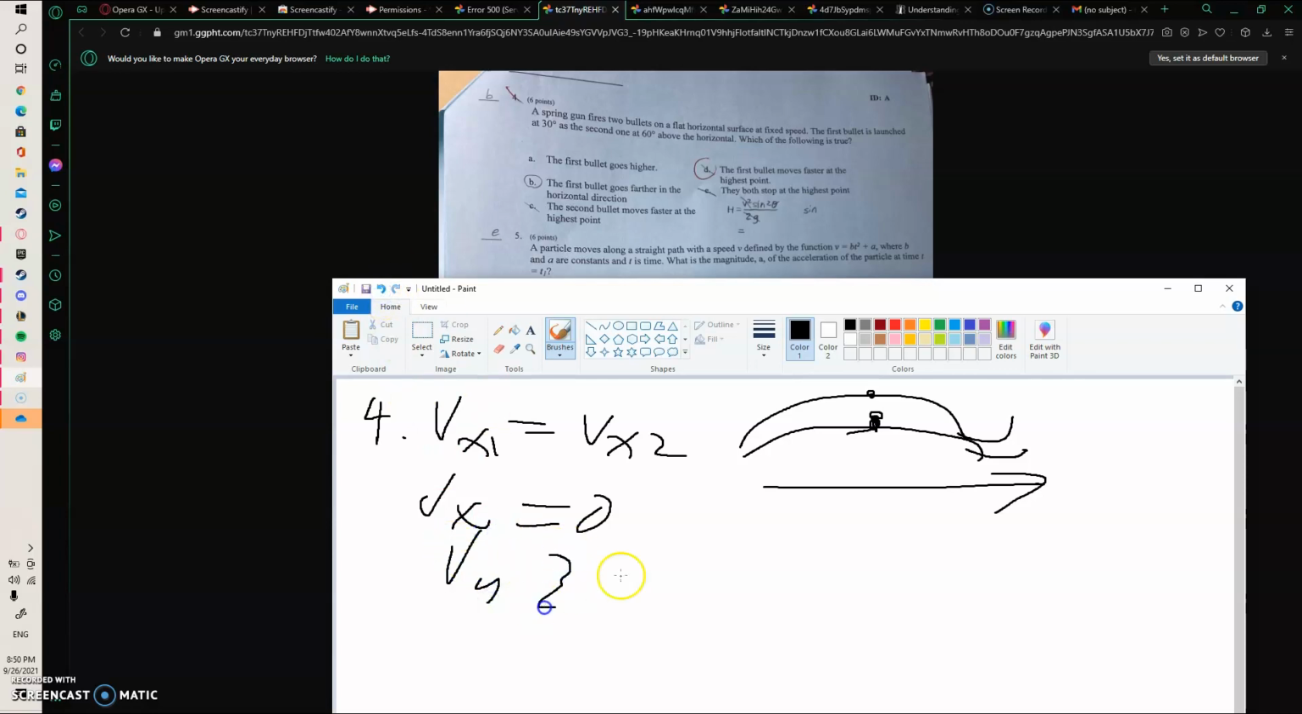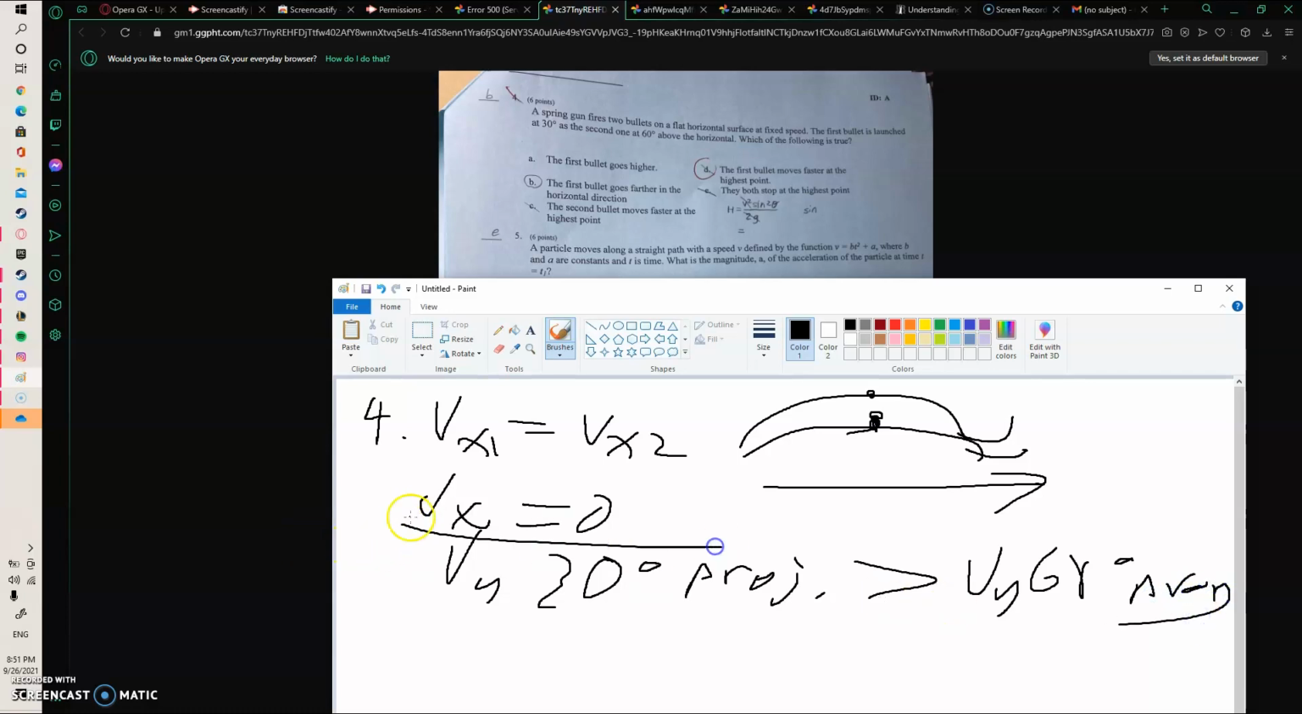of the 30 degrees projectile, I'll just write shorter, is always going to be greater than the Vy of the 60 degrees projectile, because the Vx at the top is always the same, and it is also equal to 0.